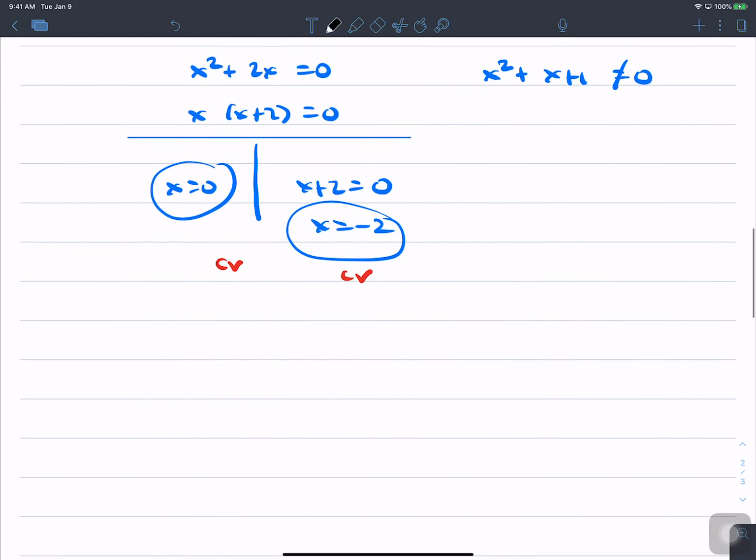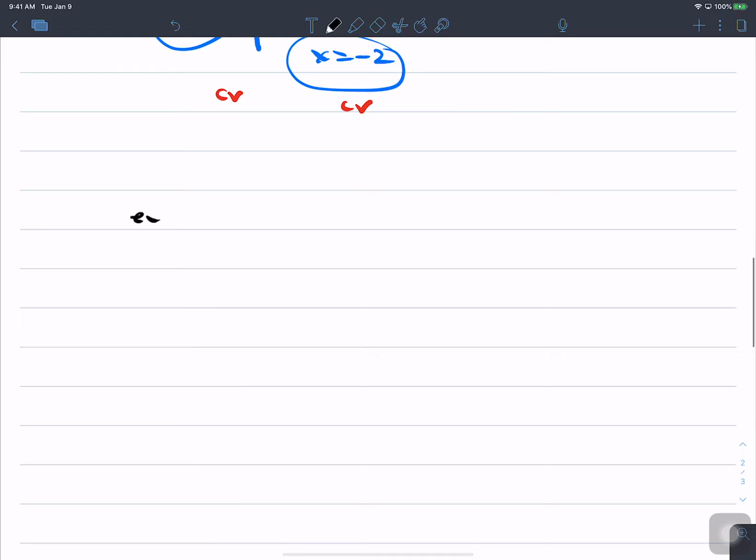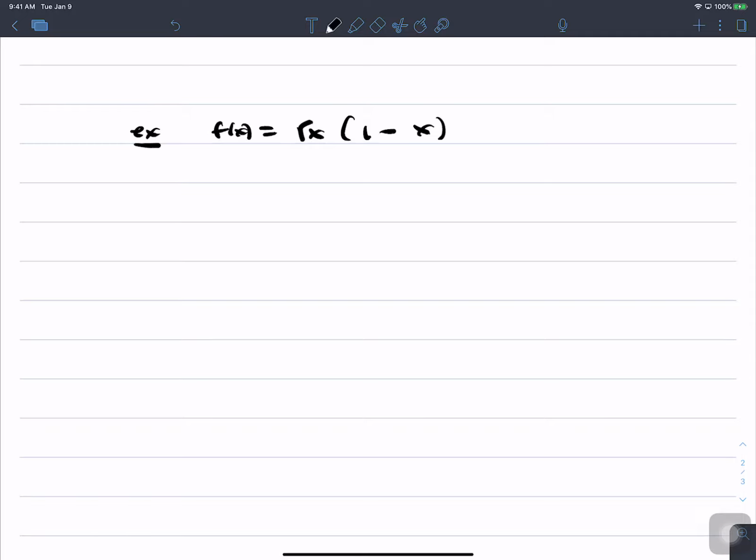All right, so let's look at another. F of x is the square root of x times 1 minus x. And I'm going to do the following. I'm just going to distribute. So I got the square root of x minus x times the square root of x, which really is x to the 1/2 minus x to the 3/2. So here's my function.